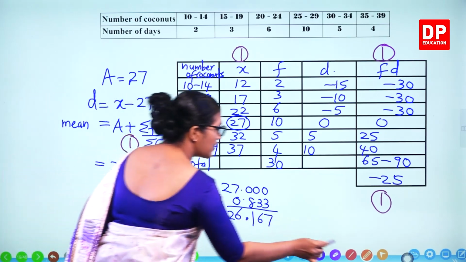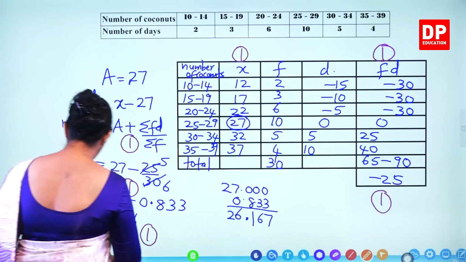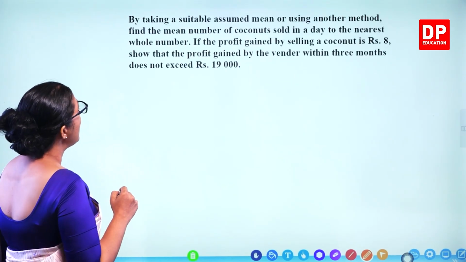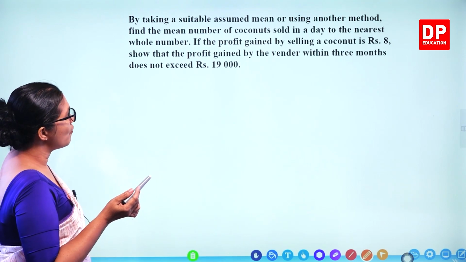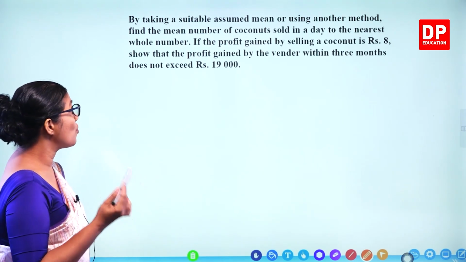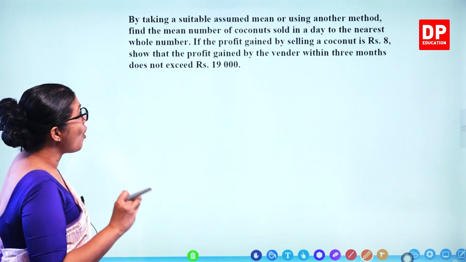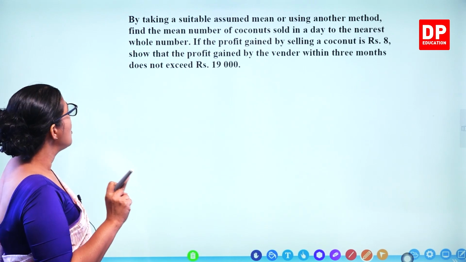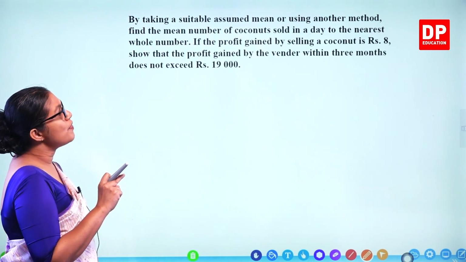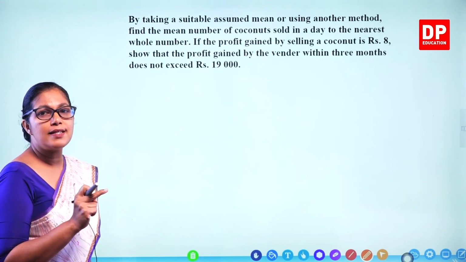Now let's see the next one. By taking a suitable assumed mean or using another method, find the mean number of coconuts sold in a day to the nearest whole number. Then we have to do this part. If the profit gained by selling a coconut is 8 rupees, show that the profit gained by the vendor within 3 months does not exceed 19,000 rupees.